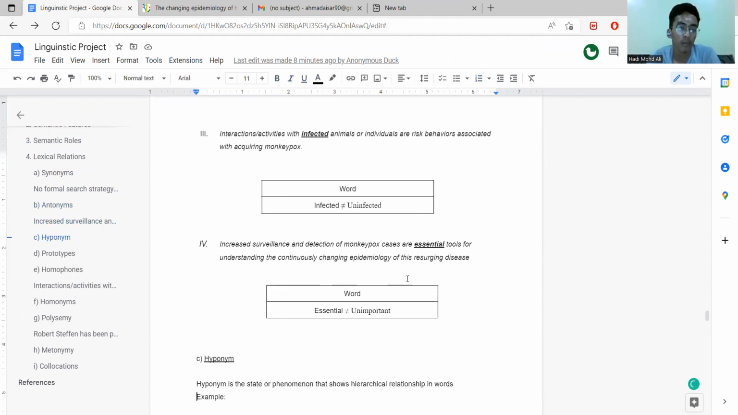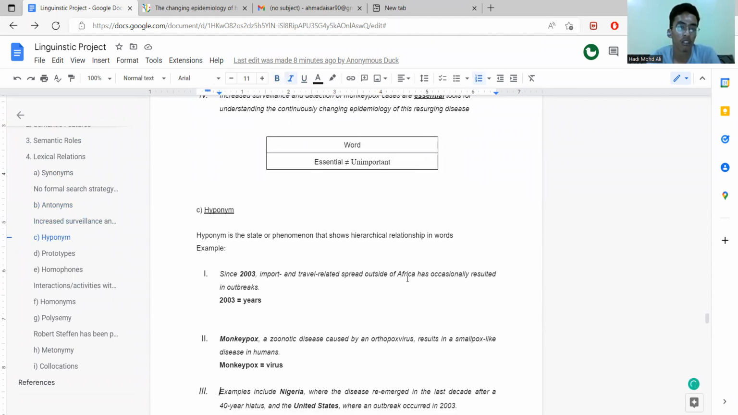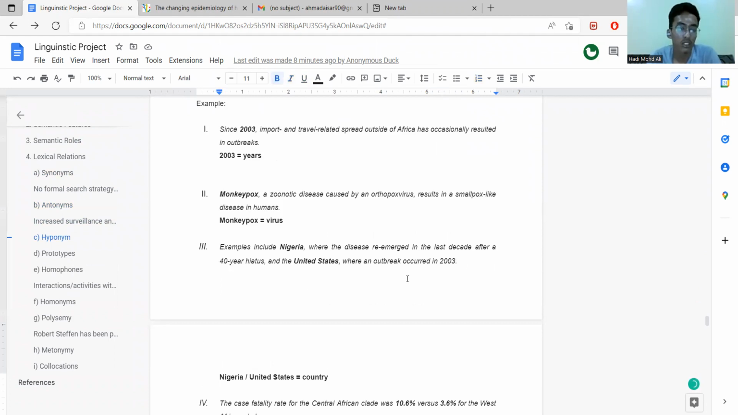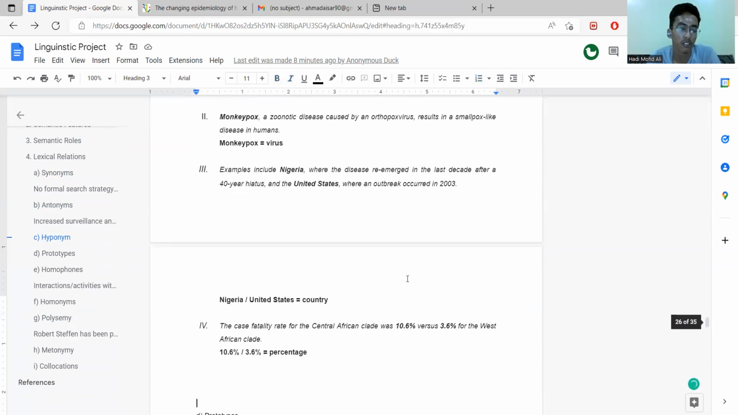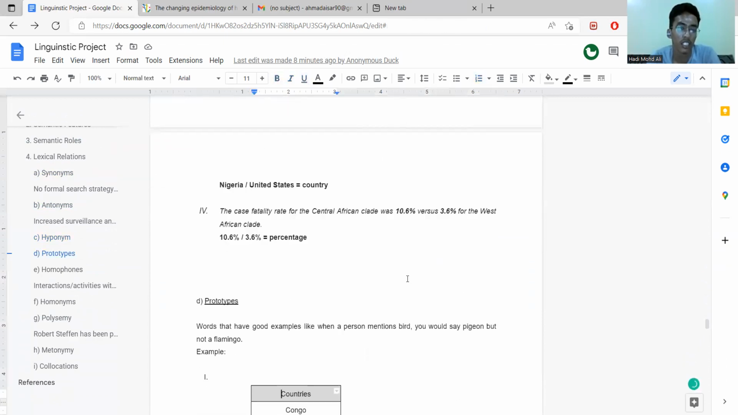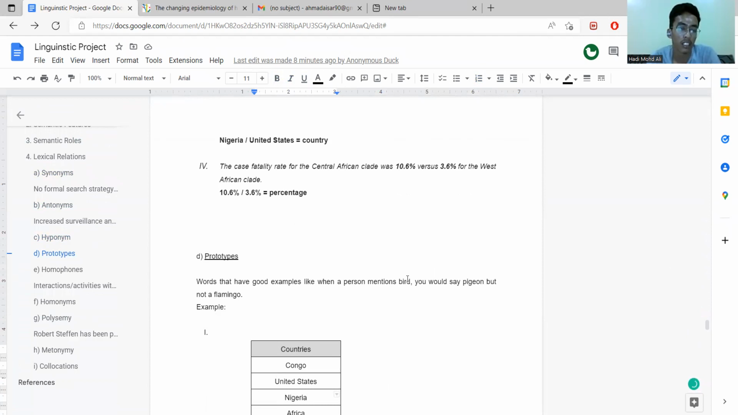The next one is hyponym. Hyponym is the state or phenomenon that shows a hierarchical relationship in words. For example, in the sentence: since 2003, import and travel related spread outside of Africa has occasionally resulted in outbreaks. The 2003 is classified as the year. The number two, monkeypox, is classified as a virus. Nigeria and United States are classified as countries, and the fourth one, the percentage return, is classified as the percentage.